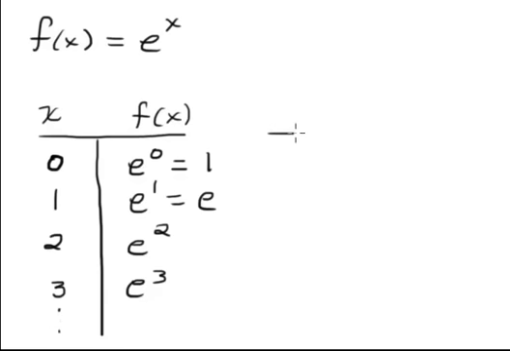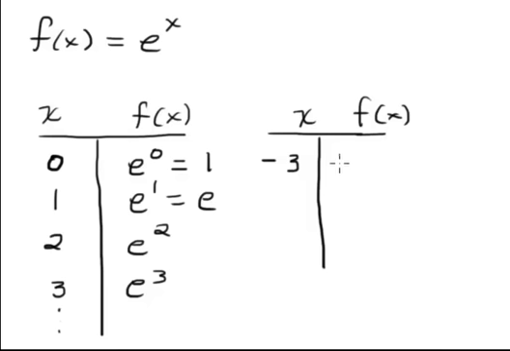Now, we might also want to explore what happens if we plug in negative x values. So let's go to negative 3. If we plug in negative 3, what does that mean? That means e to the negative third power, or 1 over e cubed. Now, that number is small, or close to 0, but it is not negative. It is a positive number.